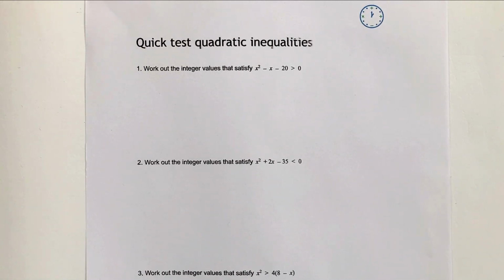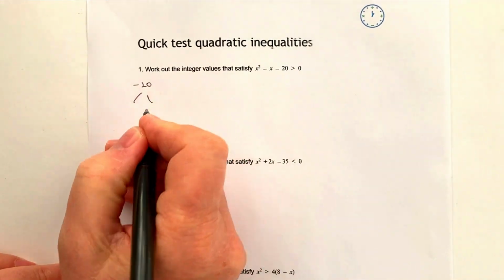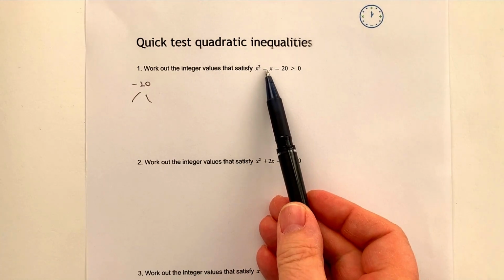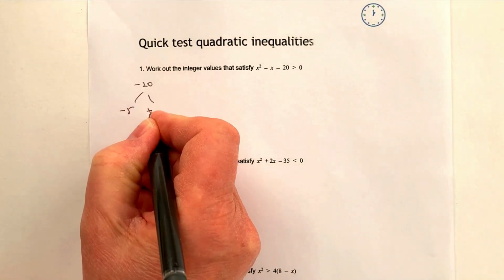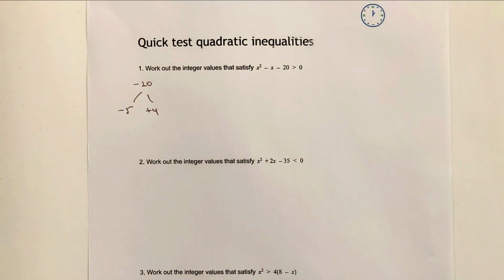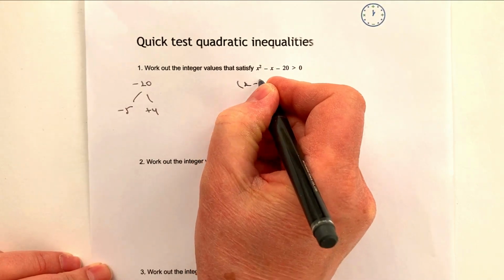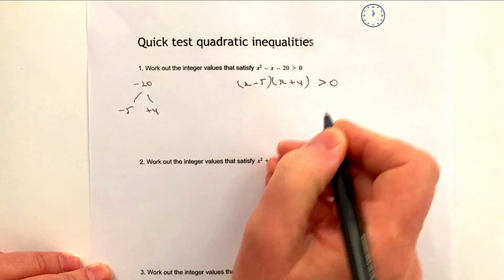Okay, so let's have a look at x squared minus x minus 20. Well, what we're looking at then is minus 20 and two numbers that when we multiply them together make minus 20, and when we add them together make minus x, or if you like, minus 1. Okay, well those two numbers are going to be minus 5 and plus 4. So if I now write this out as two bracketed terms, I've got x minus 5 multiplied by x plus 4 is greater than 0.